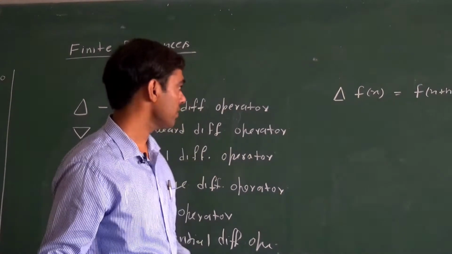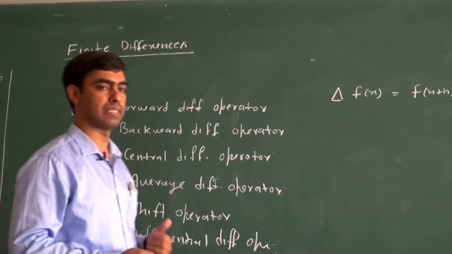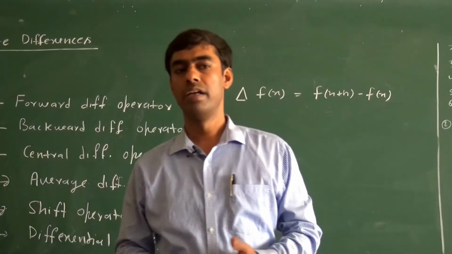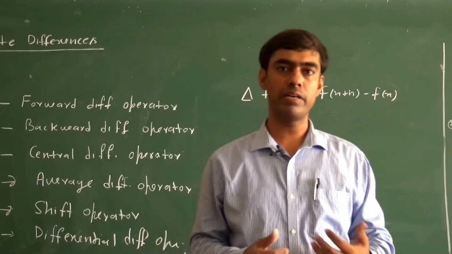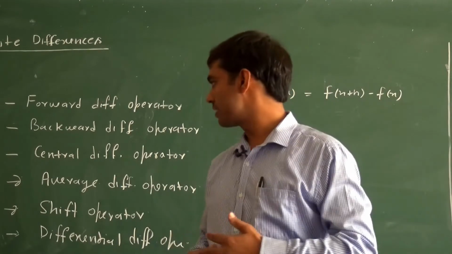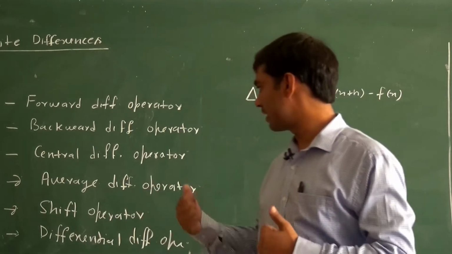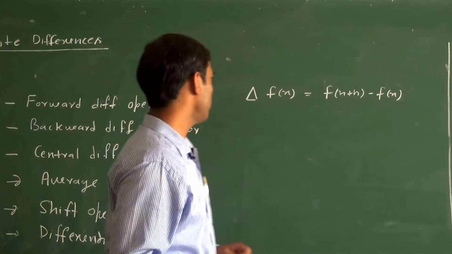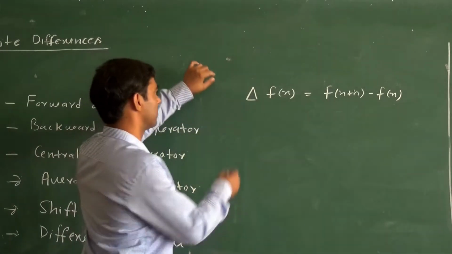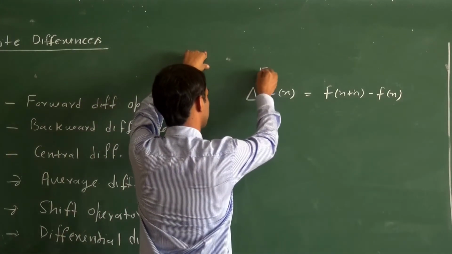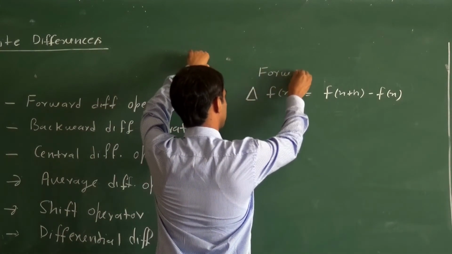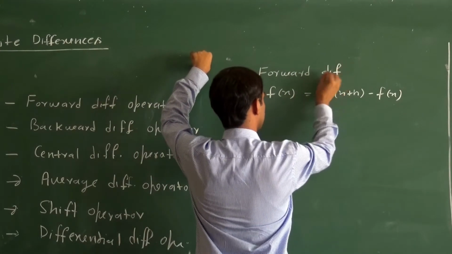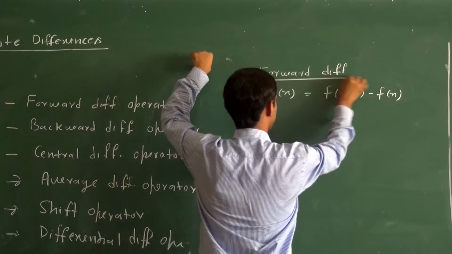Now, how do we define these differences? For the forward difference operator there is a forward difference, and for the backward difference operator there is a backward difference, and likewise an average difference, central difference, shift difference, and differential difference. So how do we define the forward difference? This one is the definition of a forward difference.